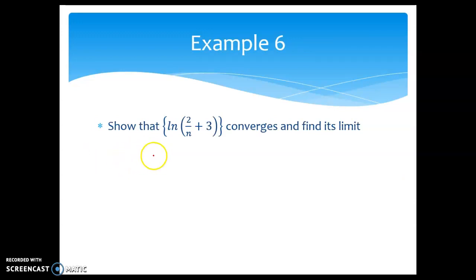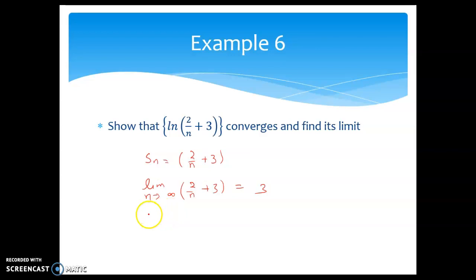So here, say this is my sequence S of n. So it's equal to 2 over n plus 3. We want to find the limit as n goes to infinity of this sequence. So we are going to get 3 because the limit of this one is 0, the limit of 3 is 3.